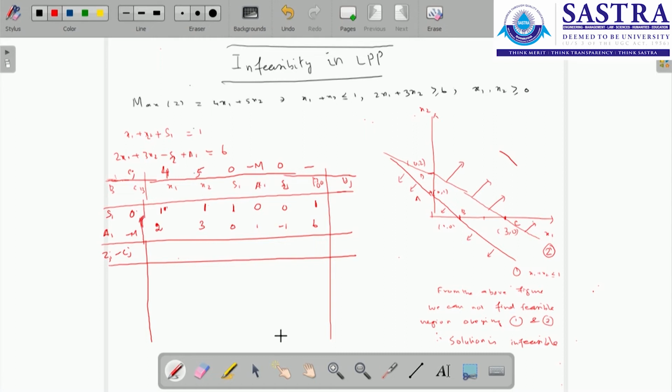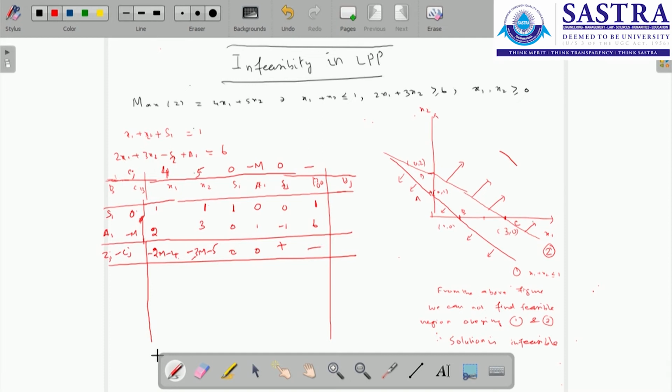I need to compute Zj minus Cj. As I told you already, 0 into 1 is 0, then you have minus M into 2, minus 2M minus 4. Then for this you will have 0 minus 3M minus 5. Then 0, 0, 0, then 0 minus M, minus M, 0. Then you have positive, so no need to write.